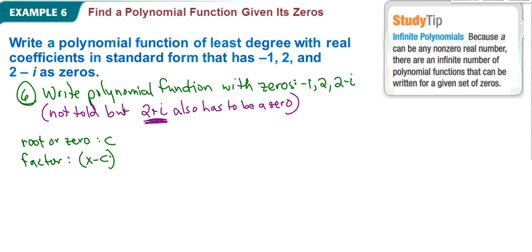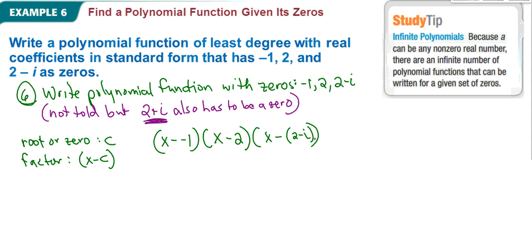So the complex ones are a little tricky to write, so just be cautious. So we're going to have x minus -1. We're going to have x minus 2. We're going to have x minus, but then I'm going to put that complex number in parentheses, 2 minus i.